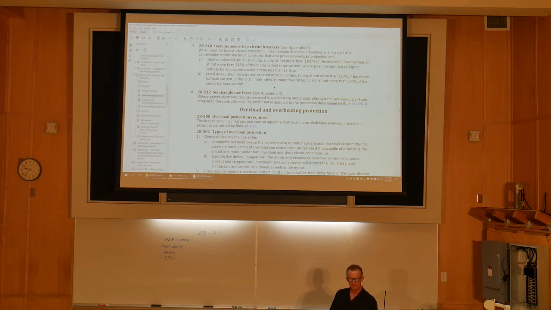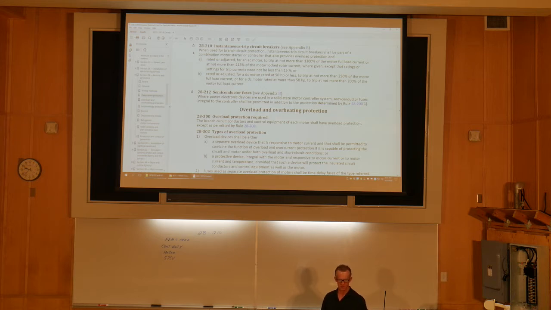When we look at that, an instantaneous trip circuit breaker is a circuit breaker that strictly has overcurrent protection. There is no overload element in the motor. You cannot put this circuit breaker in anywhere really other than a motor circuit, because when you read this rule here, 28-210, it says, when used for branch circuit protection, instantaneous trip circuit breakers shall be part of a combination motor starter or controller.